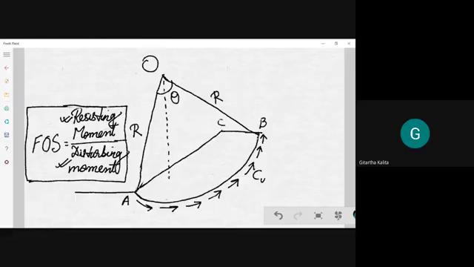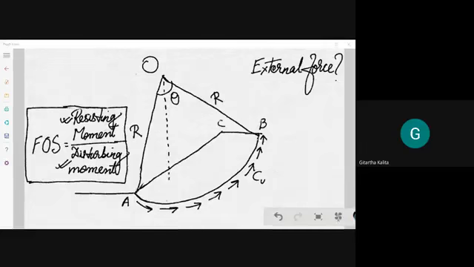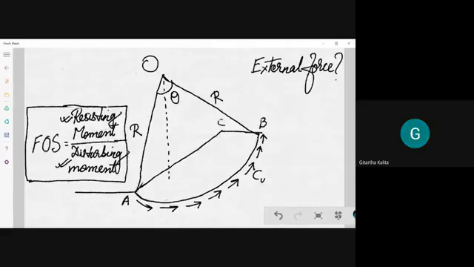Now, this disturbing moment, is there any external force in this system? Can you tell me, yes or no? Please reply. Is there any external force in the system? I will not ask you why you have written it, just give me the response. No, no, yes. So there is no external force.